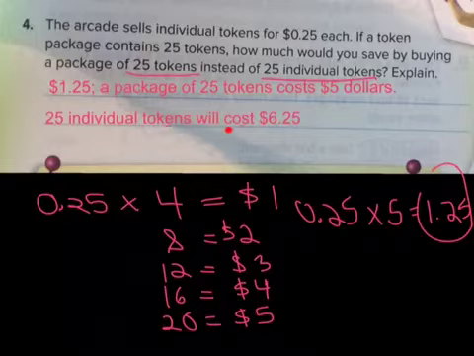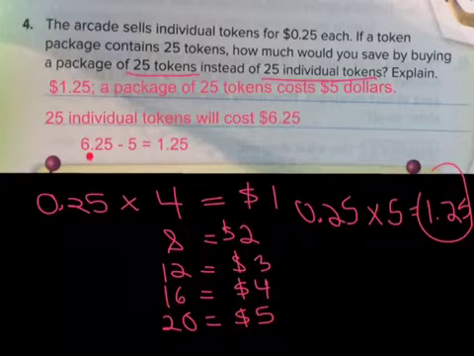25 individual tokens will cost $6.25. $5 plus the other 5 that I want to get to 25, another $1.25. So $5 plus $1.25 is $6.25. When I check for the difference, $6.25 minus 5 is $1.25. Therefore, I will be spending an extra $1.25 if I buy them individually. Because again, $5 will only get me 20 individually. If I want to get another 5 more, I'm going to pay an extra $1.25.